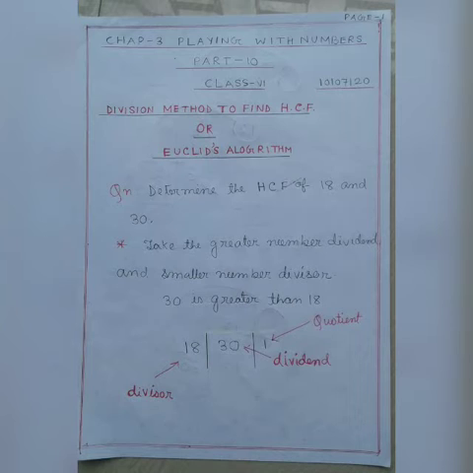Example 1. Determine the HCF of 18 and 30. Our first point is to take the greater number as dividend and the smaller number as divisor. If I am given two numbers 18 and 30, the greater number is 30 and the smaller number is 18. So 18 is taken as divisor and 30 is taken as dividend.